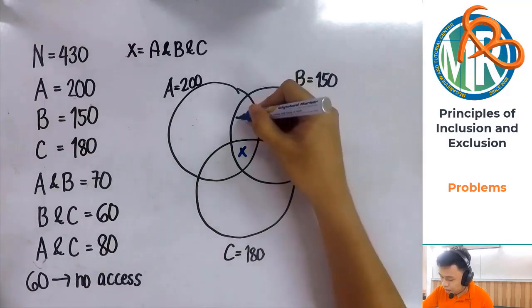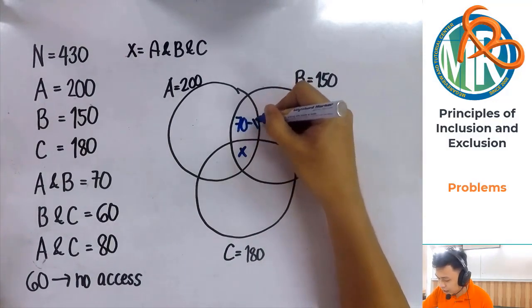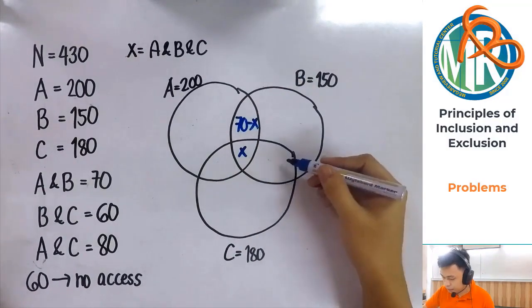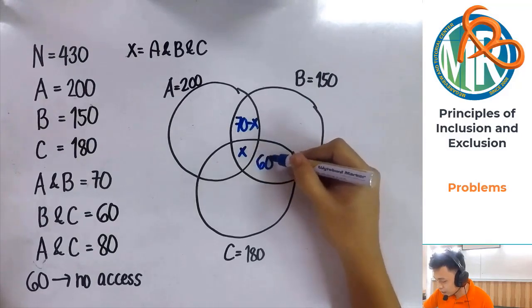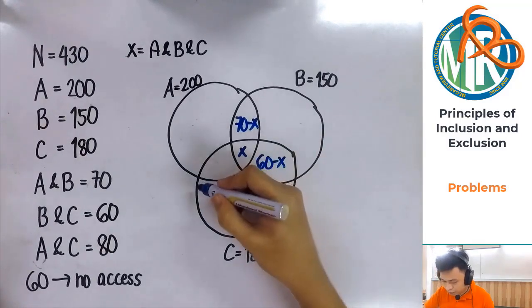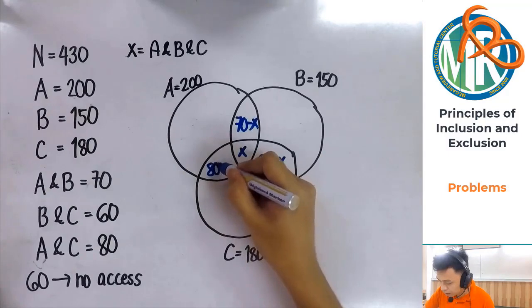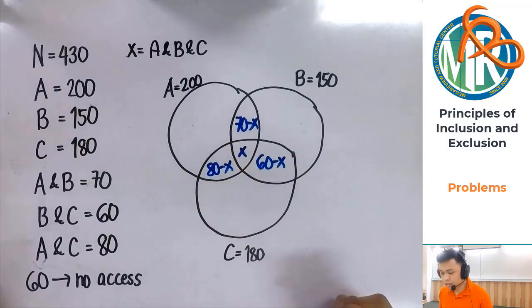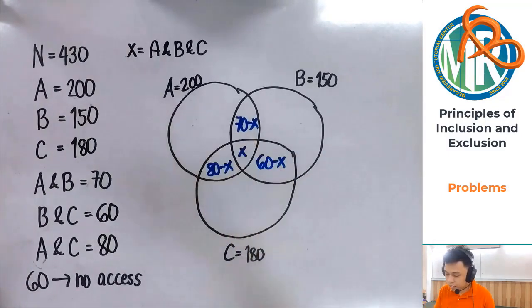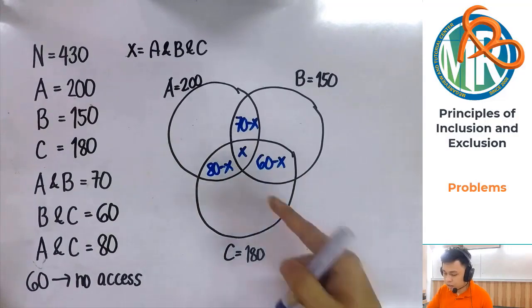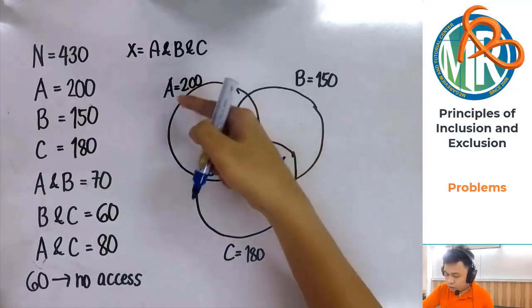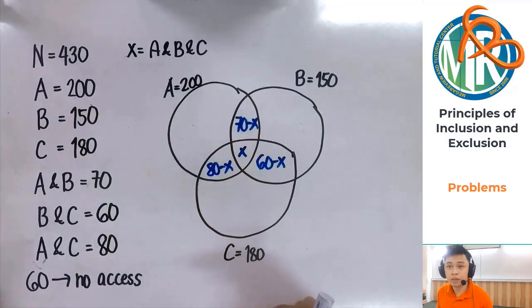So, this will be 70 minus X. While naman dito sa B and C, this will be 60 minus X. And then dito, we have 80 minus X. So, lagyan natin ito ng number of elements dito. So, we have 200, guys. Total yan, number of elements of A.